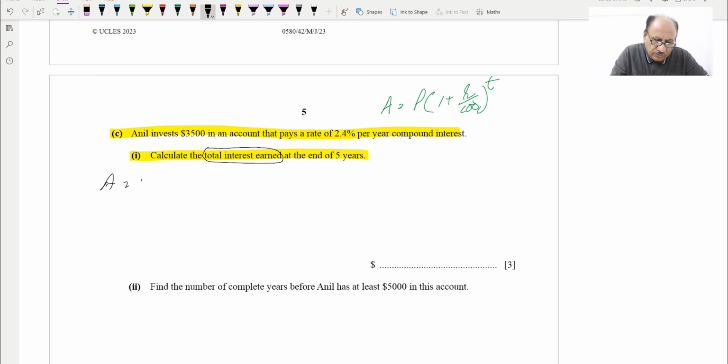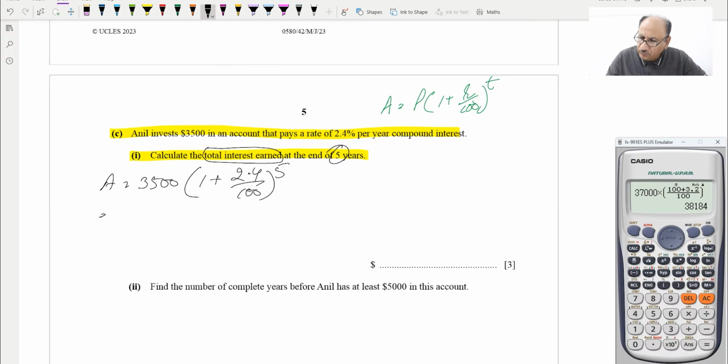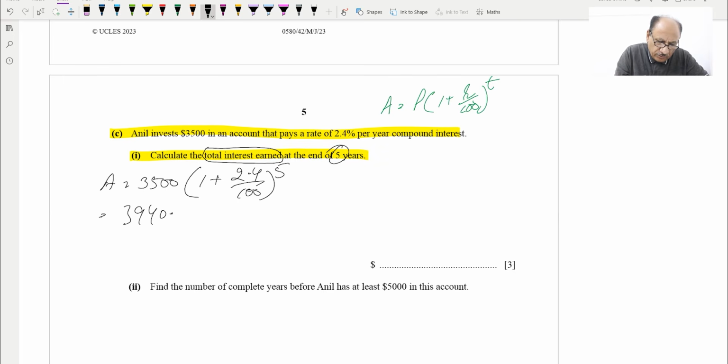So amount is equal to principal amount, which is 3,500, times (1 plus rate, which is 2.4 over 100) raised to the power of 5 years. So the duration is 5 years. Now we put in the values: 3,500 times the bracket 1 plus 2.4 over 100, raised to the power 5, and this gives us 3940.65. This is the amount, but we need the interest.